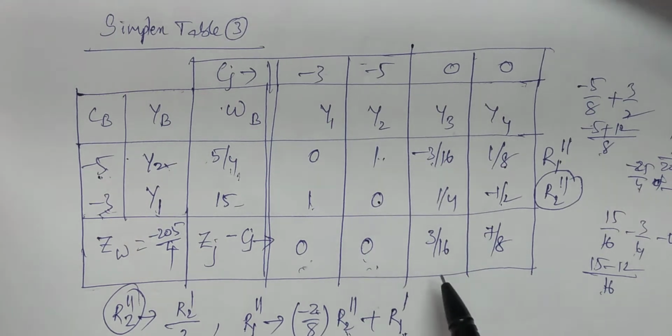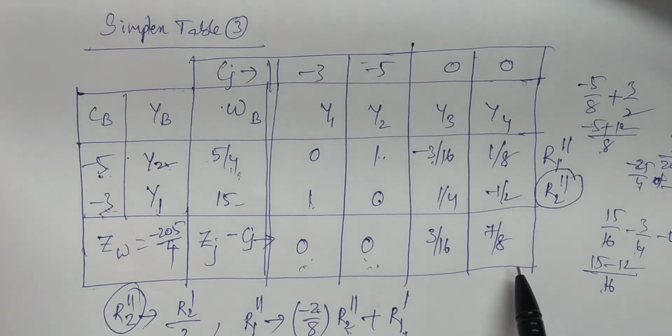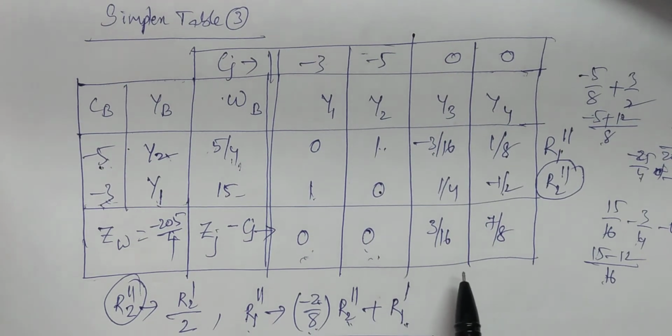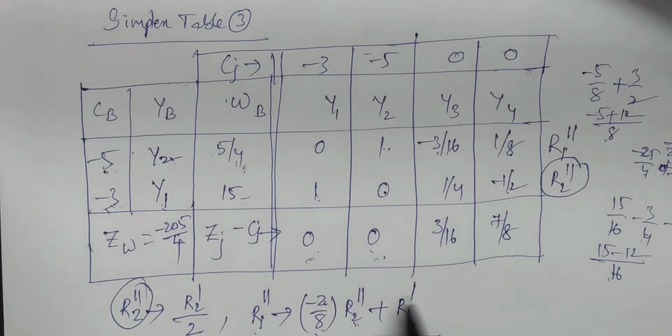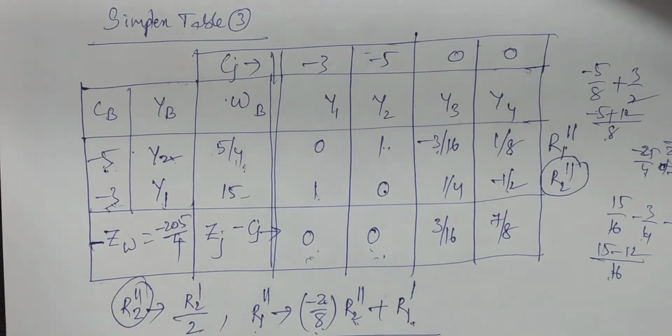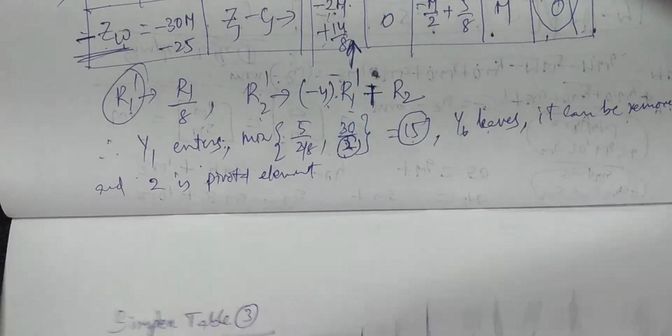Because why I specified the last simplex table: you see all the net evaluations are greater than or equal to 0. If all the net evaluations are greater than or equal to 0, then we have obtained the solution. But what you have to calculate is the solution of minus Z omega. This is maximize minus Z omega. So we have to calculate minimize Z omega first, and then I will tell you the solution.